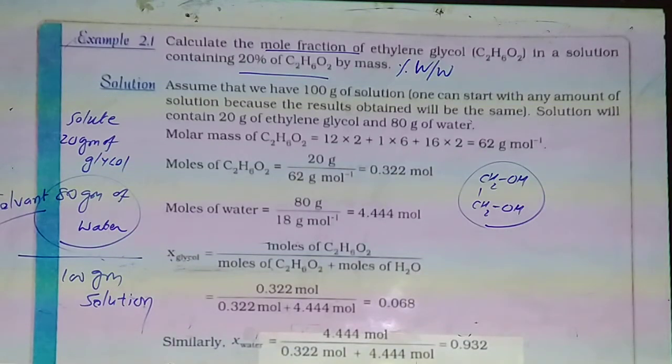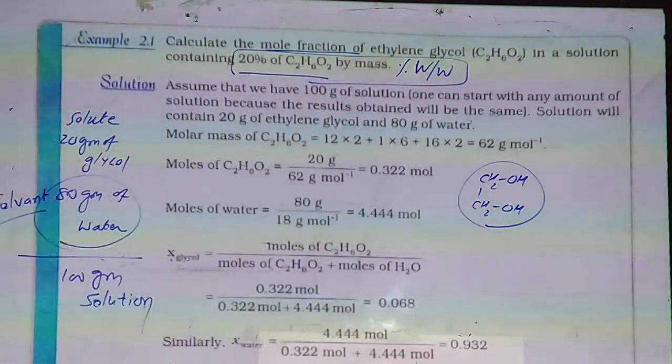A 20% weight by weight solution of ethylene glycol means 20% of ethylene glycol is present in 100 gram solution. So there should be 80 gram solvent. Now, molar mass of ethylene glycol. First this word should be clear.